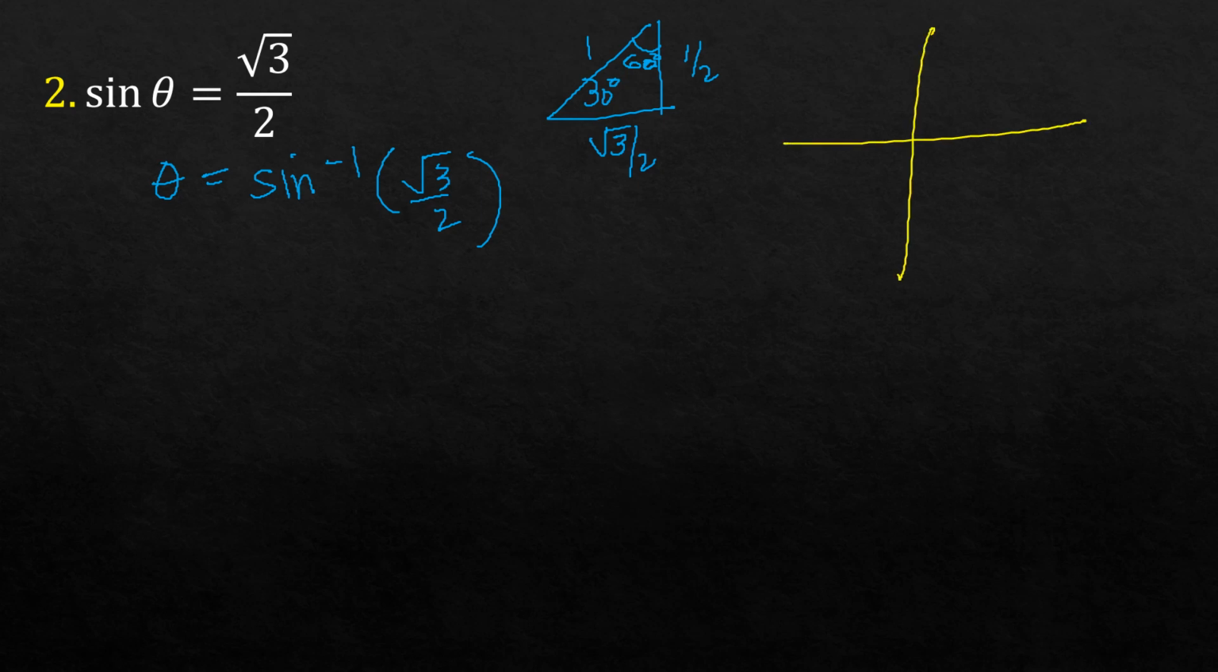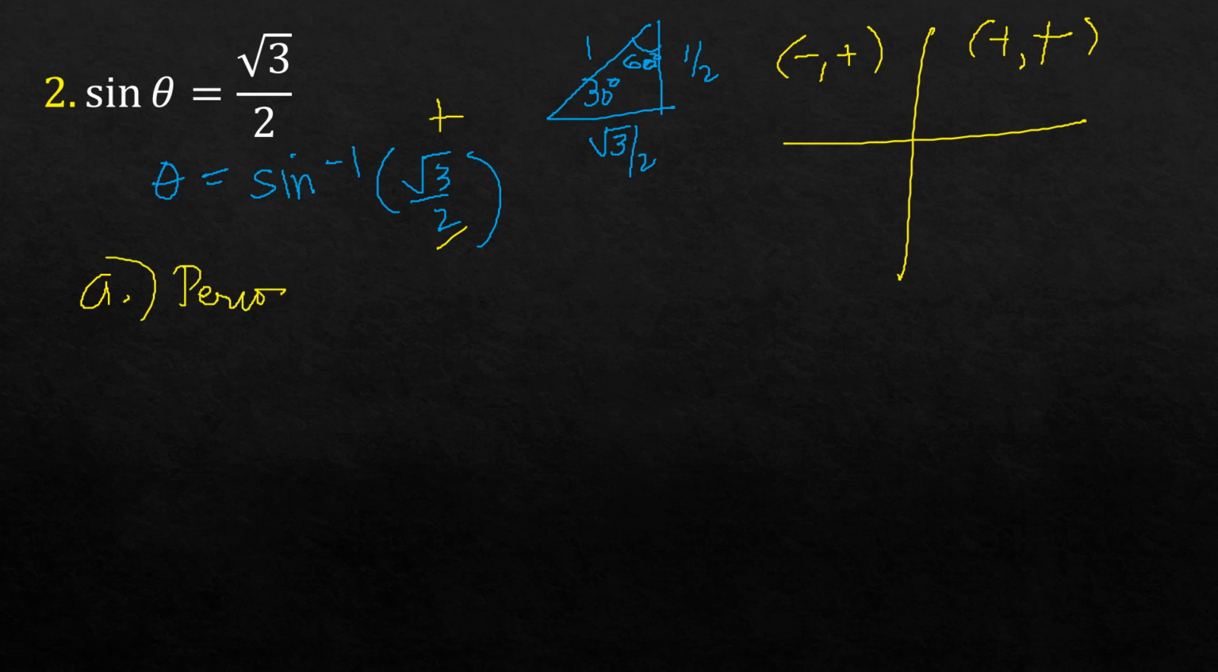Now, sine here is positive. This is positive, square root of 3 over 2. And y is positive on quadrant 1, and y is also positive on quadrant 2. We expect then that the two solutions on the period of sine function, 2 pi, are found on quadrants 1 and 2. So the first solution is that of 60 degrees, which is equal to pi over 3.